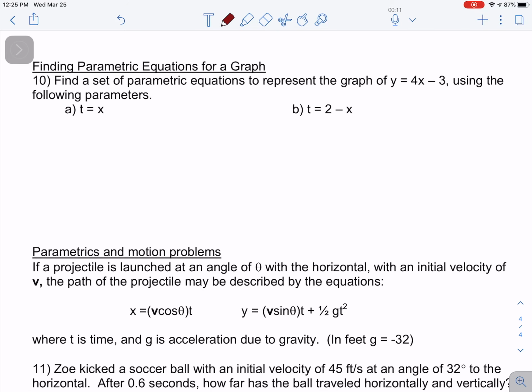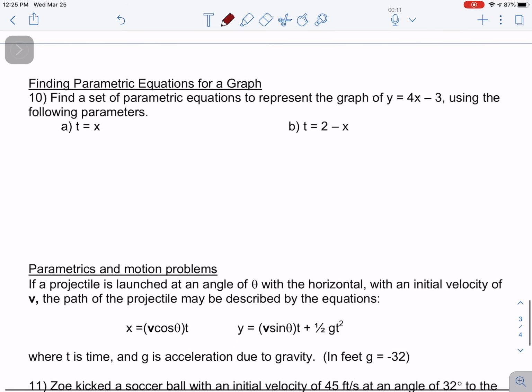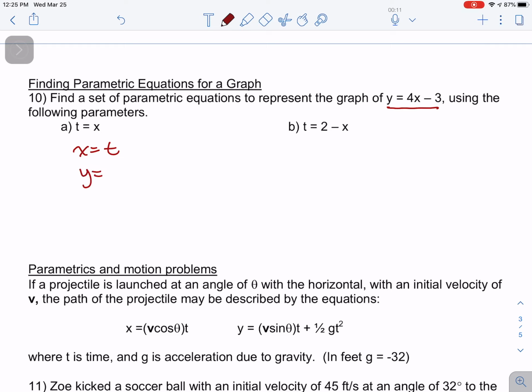Okay, so finding parametric equations for a graph using the following parameters. This one's pretty simple. This one just says that x is equal to t. Well, since x is equal to t, y is equal to 4 times x, correct? But not x anymore. It's going to be t minus 3. So that one is actually pretty simple, just write it down here again so we have it all together. It's a pretty simple substitution, okay?